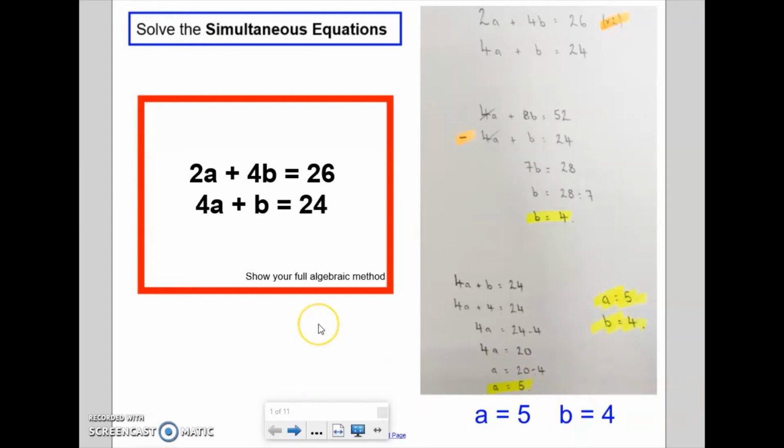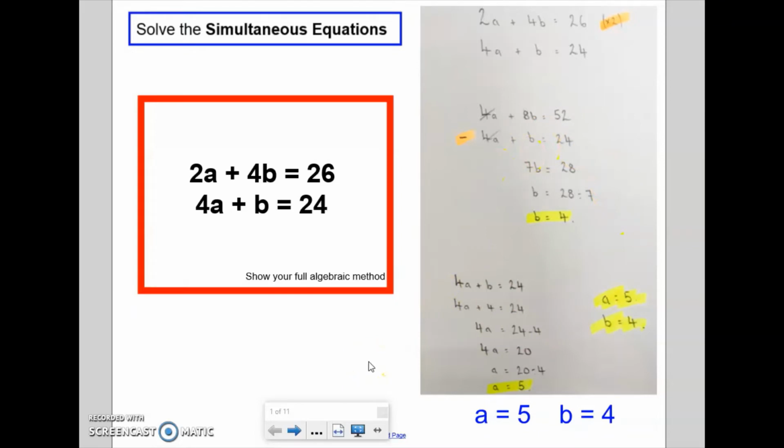Now I've found both variables, the a and the b. I've completed the simultaneous equation. I've solved it for both variables. I could take my values and substitute into here to make sure they added up to 26, or into here to make sure they added up to 24, just to check my answer. But there I've gone and solved the simultaneous equation, and I've shown my full algebraic working out.